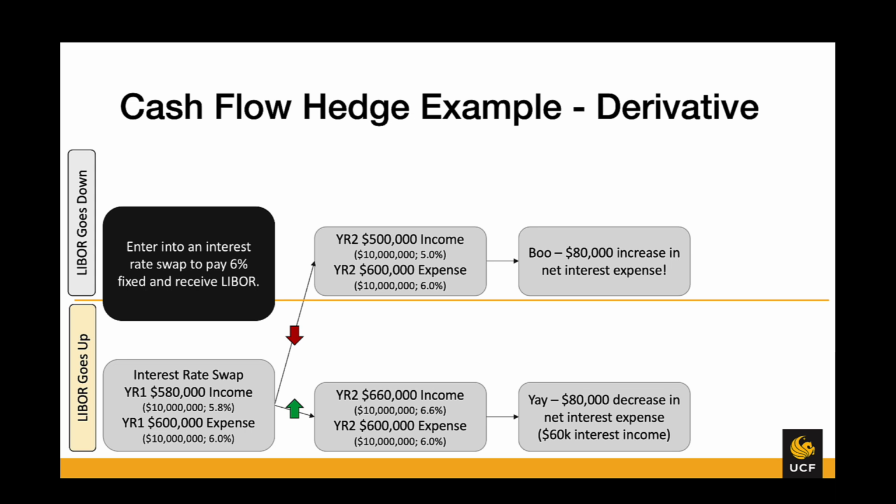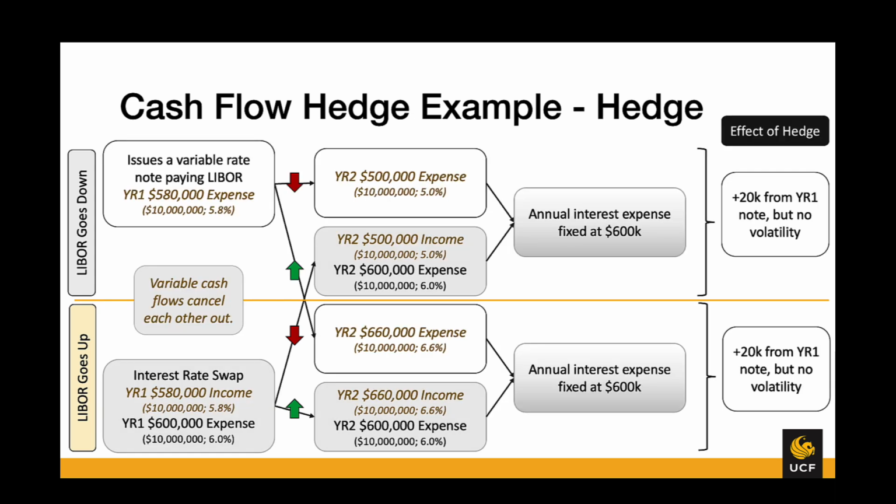All right, so let's put this together. What we get here is that our variable cash flows cancel each other out. And so essentially, we're receiving LIBOR, and then we're just turning around and passing it on to pay our note. And then we turn around and pay just fixed. So every year, we're going to pay $600,000 of interest expense, regardless of what LIBOR does. We have completely insulated us from the risk of LIBOR.